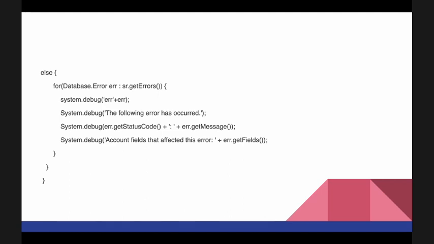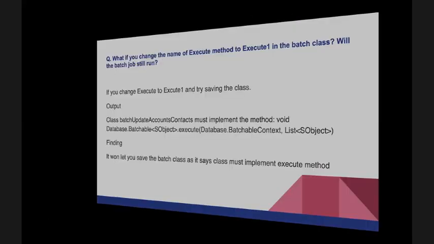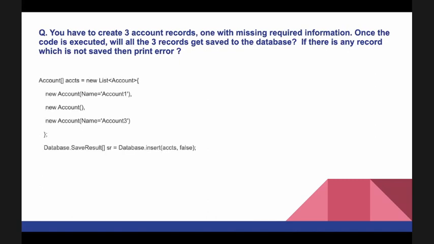So Gyan, do you want to give some more explanation to it? Please go ahead. Just a minute. You can go line by line. Yeah. So in the first part, we can see here we have the list which is of type account, and within that we are creating three new account records.